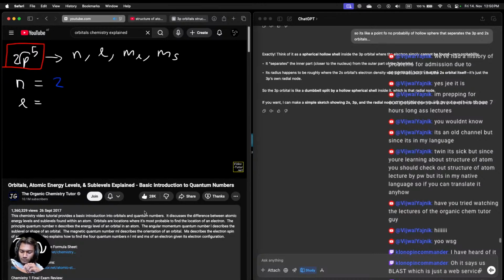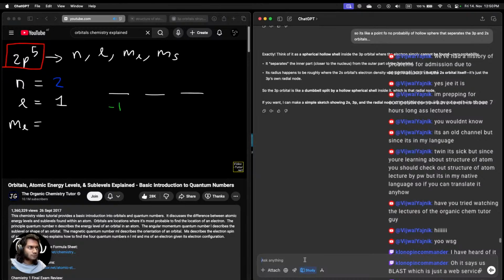L is based on the sublevel P. Now if you recall, S has an L value of 0, P has an L value of 1, D has an L value of 2, and F has an L value of 3. So L is 1. Now we need to find the ML value. So what you want to do is draw the orbitals that are found in the P sublevel. Keep in mind, P has 3 orbitals. Now because L is 1, ML is going to vary between negative 1 and 1.